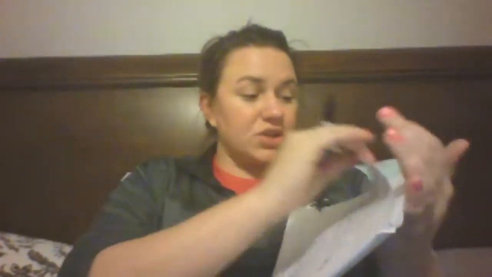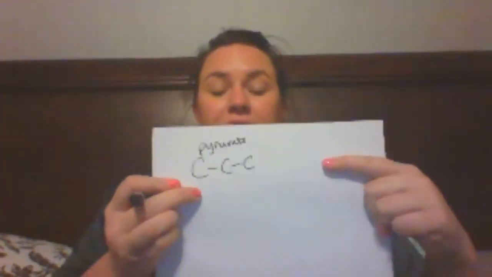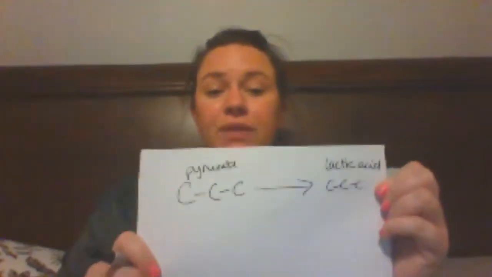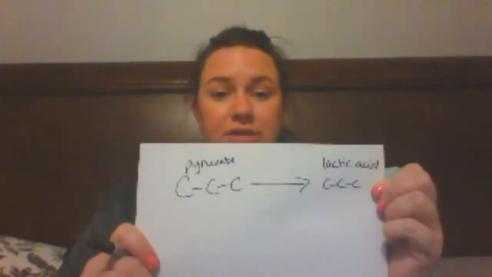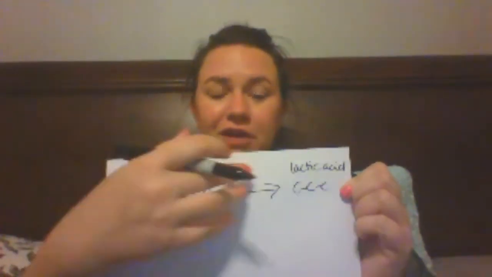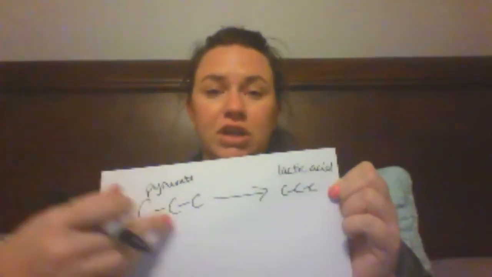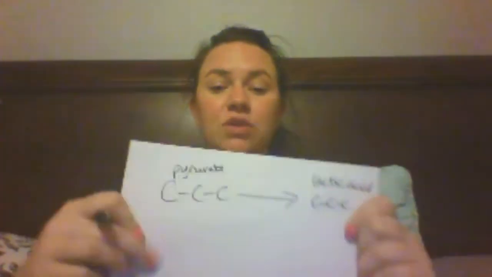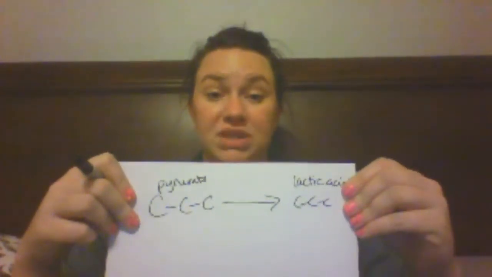But here's what happens. In fermentation, you're taking a 3-carbon molecule, pyruvate, and converting it into a 3-carbon molecule called lactic acid. I know they look the same, but they're not. There's conformational stuff, extra oxygen here, extra hydrogen here, that kind of thing. So you went from this 3-carbon to this 3-carbon.